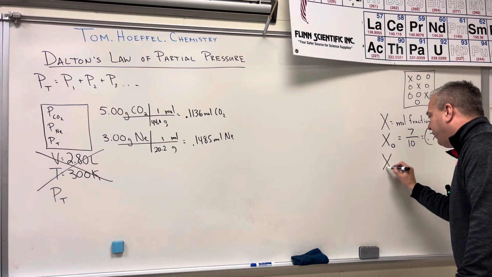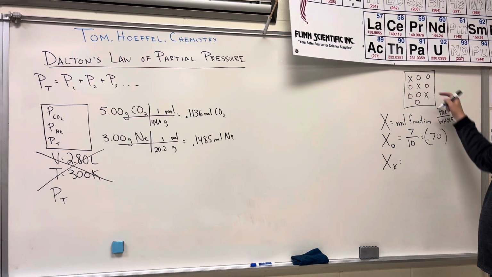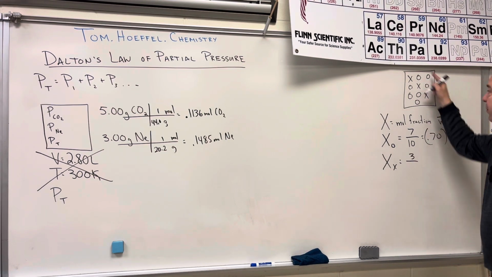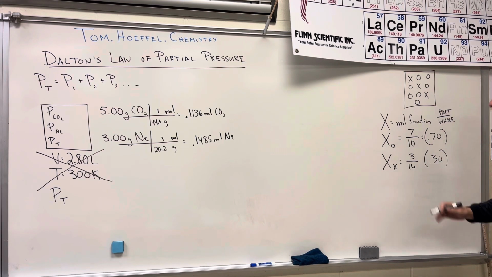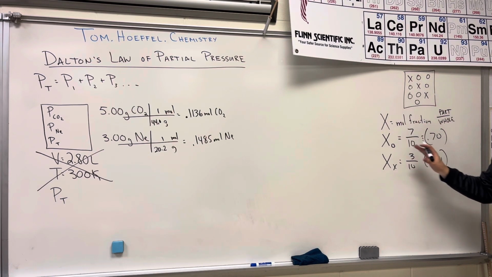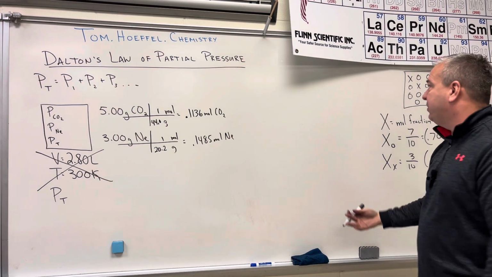If I wanted the mole fraction of X, it would be 1, 2, 3. 3 would be the part over the whole, which is 10, which is 0.3. So really, this is like 70% O's and 30% X's, okay? Why is this mole fraction so important? It's that you can use it to figure out partial pressures, okay?